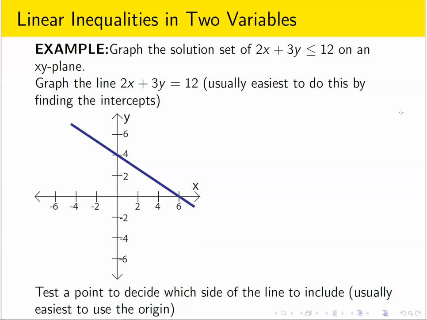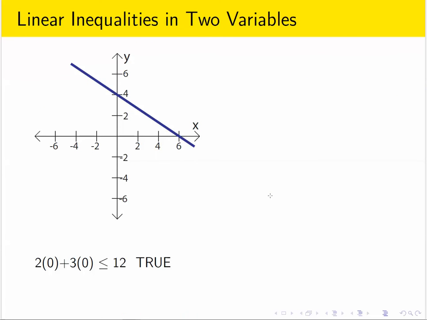Just like 0 was easy to use in the previous problem, the origin, the point with x and y both equal to 0, will be the easiest thing to test in most of these cases. So if we test this point at the origin, plug in 0 for x and 0 for y, the left side of the inequality is 0. That's less than 12. So the inequality is true, which means if we plug in the origin, it satisfies the inequality. It's part of our solution set.